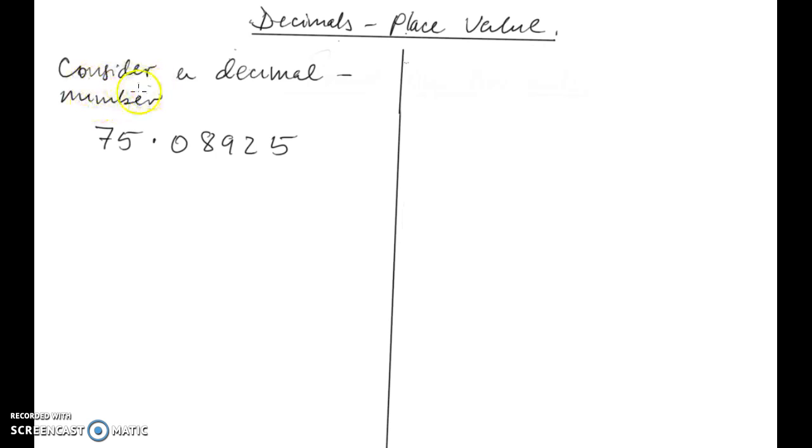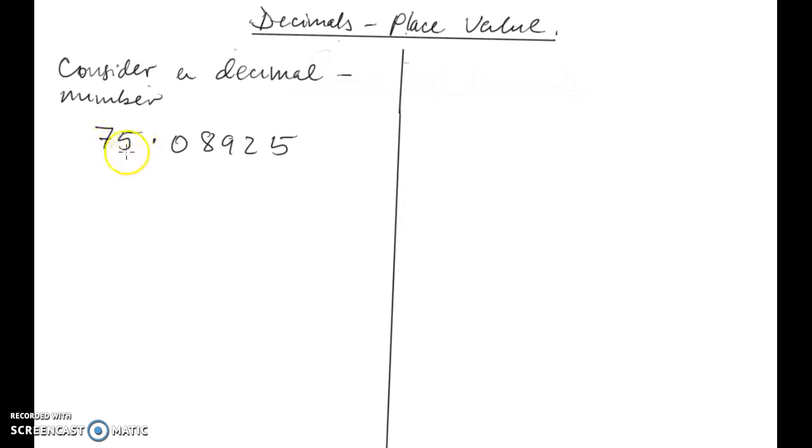Now consider a decimal number, 75.08925. Mind you, when we read the decimal part, we don't read it as a number. We read it one digit at a time. So this is 08925.